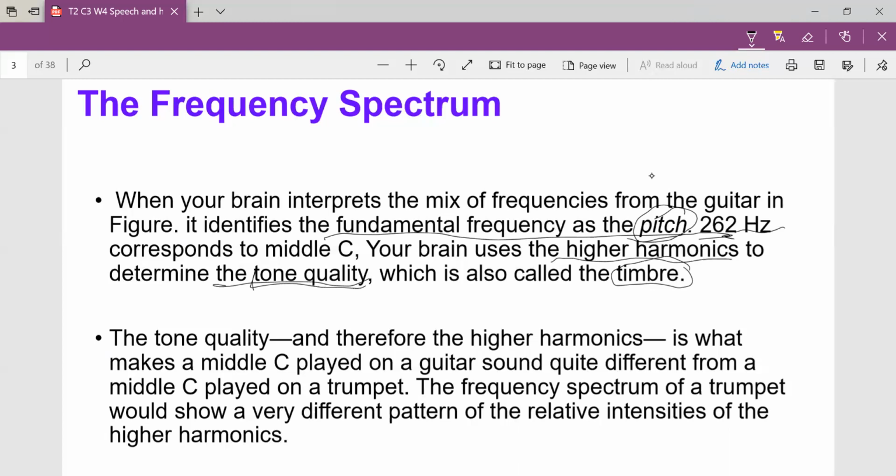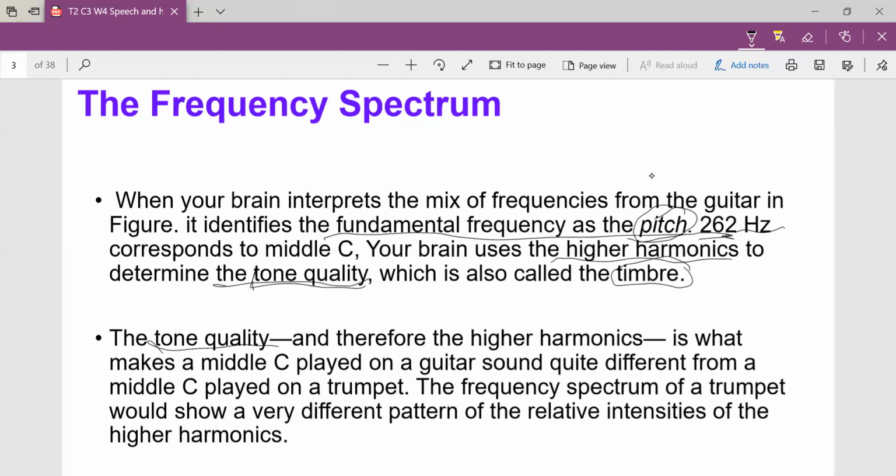So the tone quality and the higher harmonics, if you are asked a question, why do we hear different sound when you play the same key on different instruments, you should explain why. You should be able to point to this fact that one, the sound is produced by a mixture of frequencies, and the one that comes to you or comes to our hearing is the fundamental frequency, which is called the pitch.